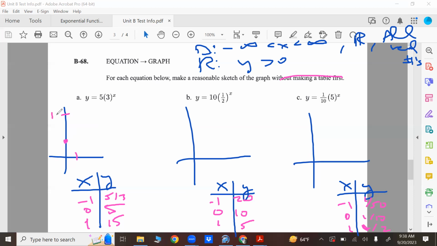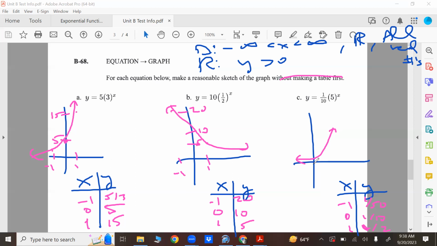That's like 15, obviously. That's like 5. That's -1, 1. So it looks like that. Here, -1 is 20, way high. 0 is 10. 1 is 5. So it looks like that. And this is also growth, but it's really tiny.